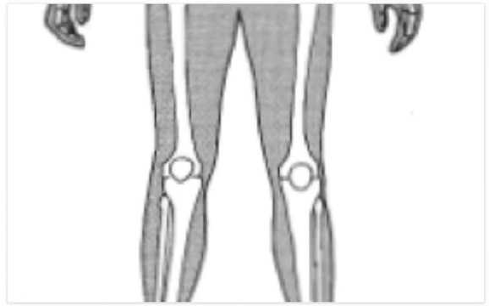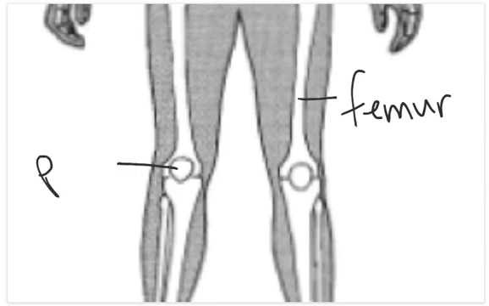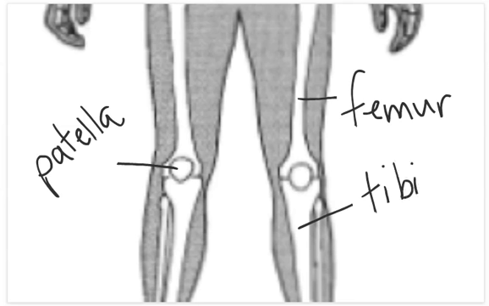Going on down to the leg bones, we have the big bone here, the femur. You have your patella, otherwise known as the kneecap. And then you have two bones in your calf. The larger bone is the tibia. The smaller bone behind is your fibula.